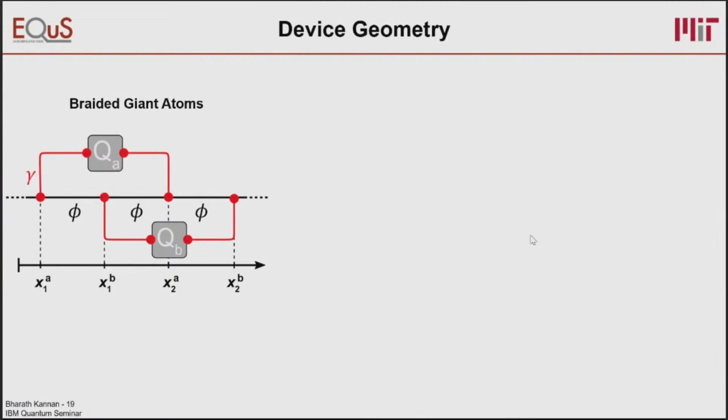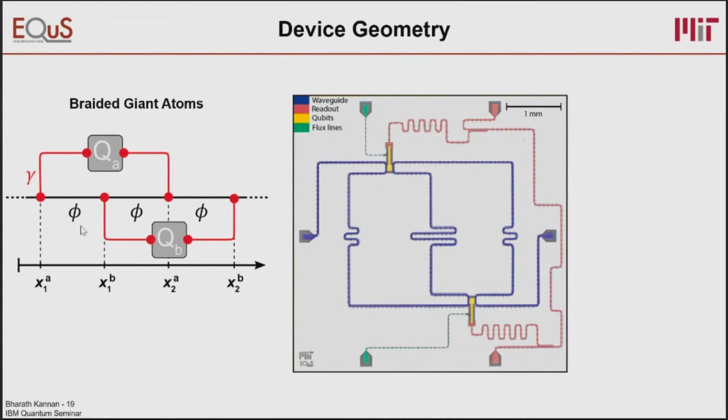We call it a braided configuration because the first coupling point of the second qubit is placed in between the 2 coupling points of the first qubit. Why we have this braided configuration will become clear in just a minute. We have also coupled everything symmetrically, in the sense that all coupling points are equal, so it's all strength gamma. The distance between all successive coupling points along the waveguide is also equal, and the phase delay is just phi. And so here's a picture of the actual device.